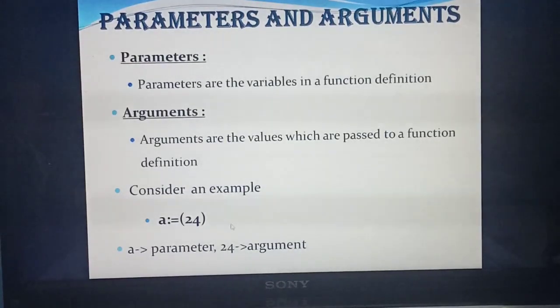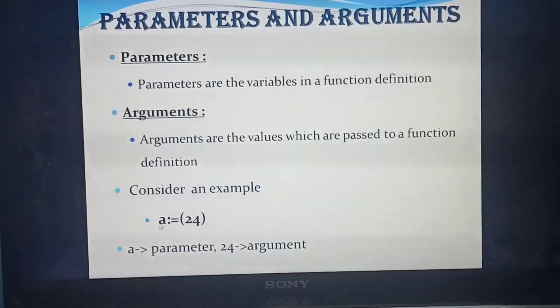Among this, which one is the variable? A. A is the variable. So which one is the parameter now, in this expression? A. Understood? Now read the definition. Parameters are the variables in the function definition. So what's the parameter here? A is the variable, so we can say A is a parameter. Understood?